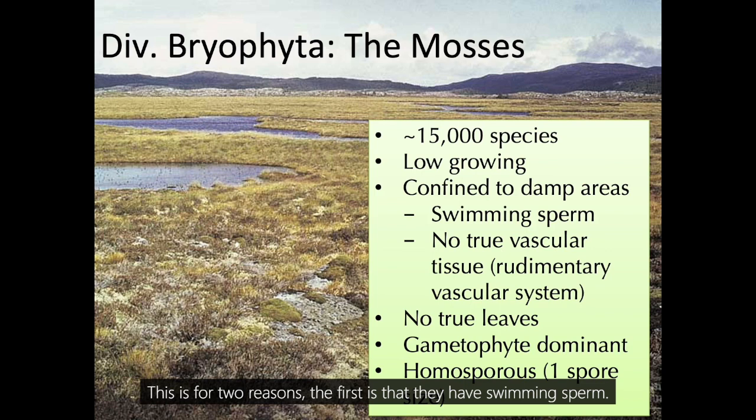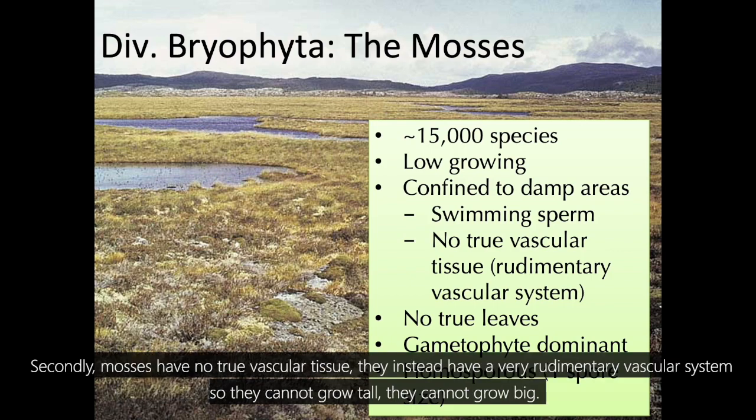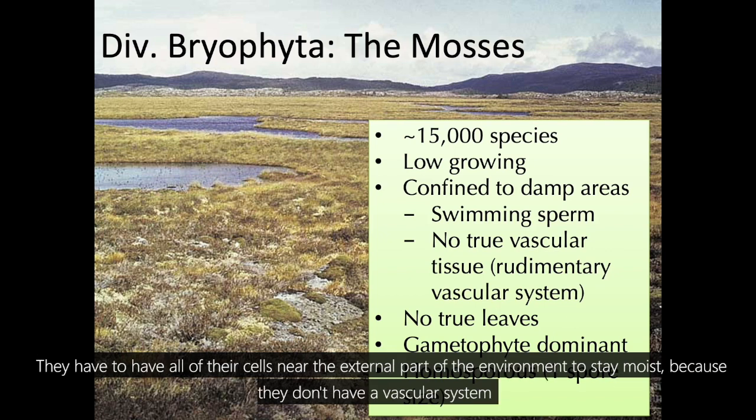The first is that they have swimming sperm. The sperm of mosses have to swim to get to the egg, so they need water. Secondly, mosses have no true vascular tissue. They instead have a very rudimentary vascular system. So they cannot grow tall, they cannot grow big. They have to have all of their cells near the external part of the environment to stay moist.